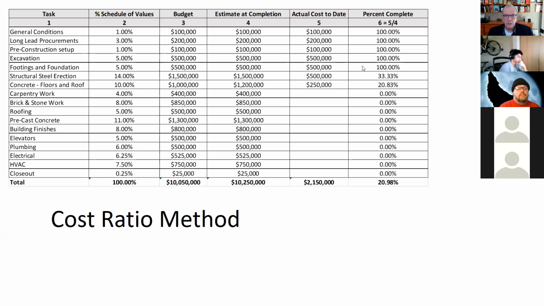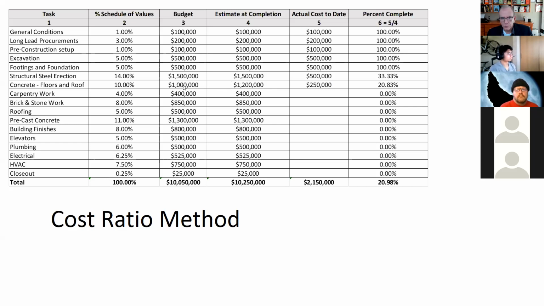And so in this cost ratio method, you take the actual cost to date, what you've actually done, and you divide it by the estimate at completion. So that is also being adjusted. All right, so this actually can work too if it was done fairly well. But maybe this original price has changed, right? So maybe this has gone up.